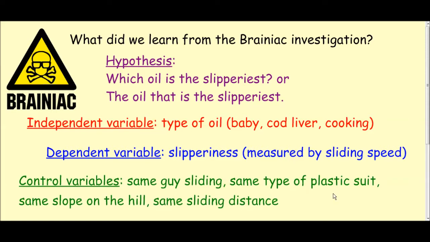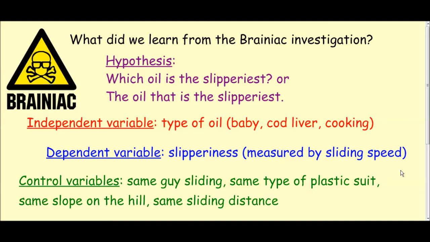Then we have our control variables, the things that they kept the same so that the experiment could have been repeated again by themselves, or another group, say the Mythbusters, could have reproduced similar results. Now, they kept the same guy sliding, they used the same type of plastic suit, they used the same slope on the hill, and they kept it to the same sliding distance.